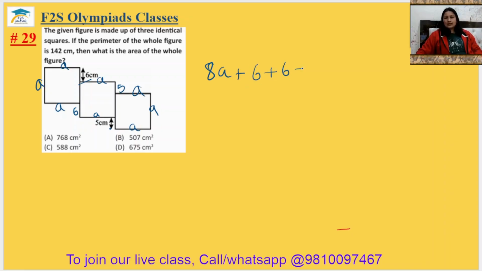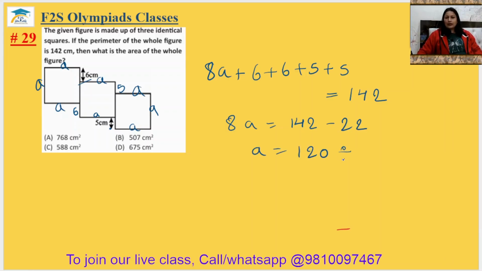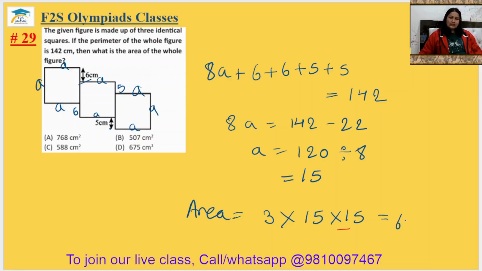So 6 plus 6 plus 5 plus 5 equal to 142. So 8A equal to 142 minus 22. A will be equal to 120 divided by 8, so A equals 15. So the area of all the squares will be, there are 3 squares, so 3 multiplied by side squared, that is your 675 centimeter square. It is in option number D. The 29th answer is option D.